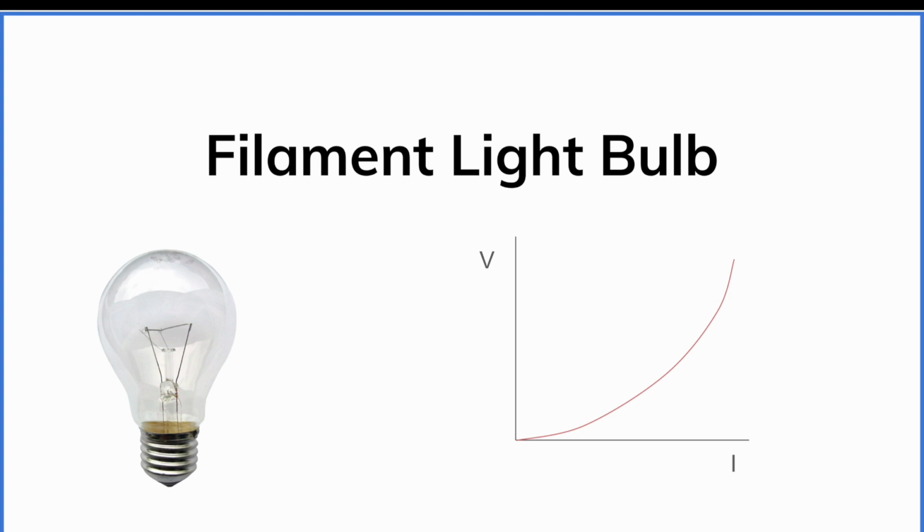The graph for a filament light bulb would probably look something like this, where as you increase the resistance, you see the slope of this line is changing. So the slope is increasing as you increase the current.